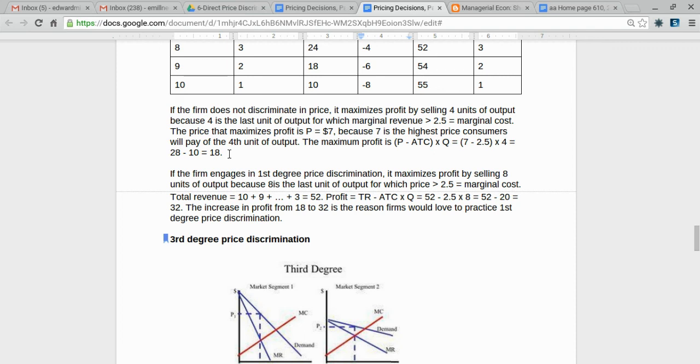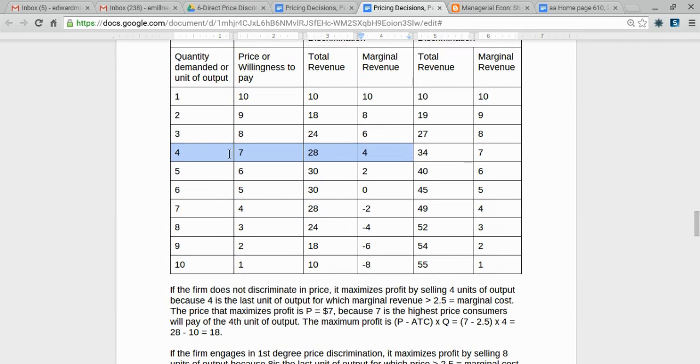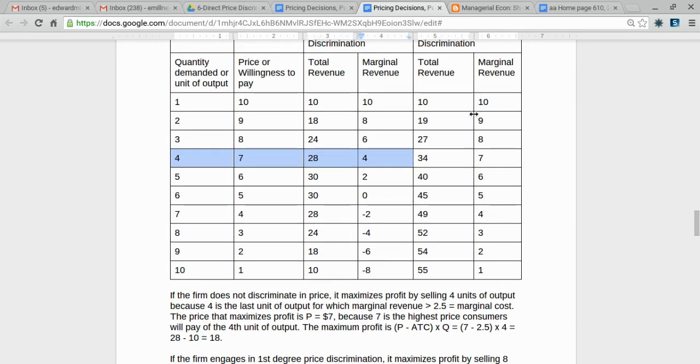Now what happens when the firm engages in first-degree price discrimination? Now the price and marginal revenue are identical. So the firm wants to sell the first unit, the second, the third, the fourth, the fifth, the sixth, the seventh, the eighth, because all of them have price or marginal revenue above the marginal cost of 2.5. It does not want to sell the ninth unit because there it only gets extra revenue of $2 and it pays an extra cost of 2.5. So with first-degree price discrimination, the profit maximizing quantity is 8.